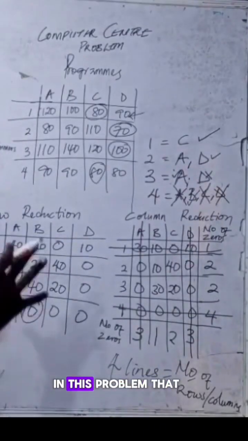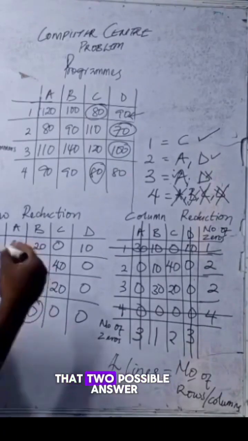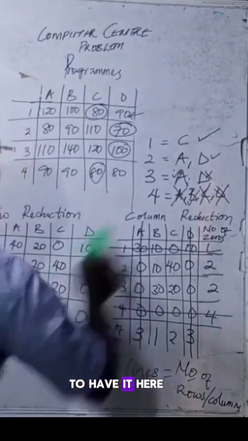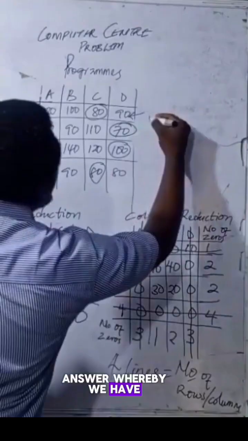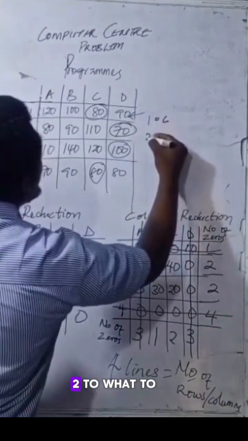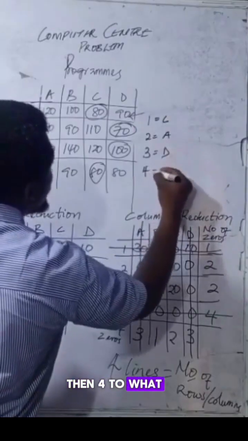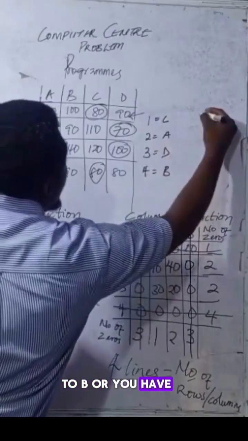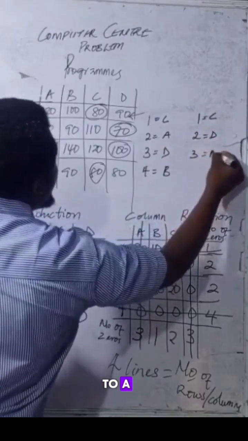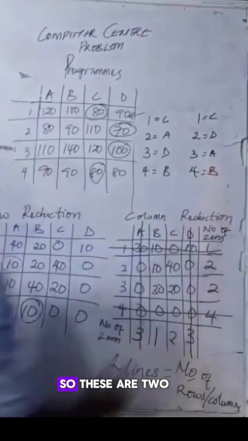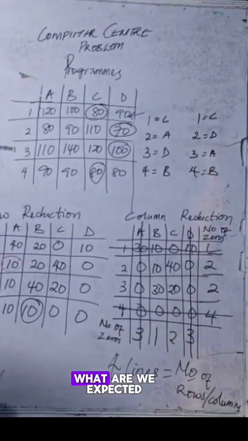So in this computer center problem, we are going to have 2 possible answers. We have 1 to C, 2 to A, 3 to D, then 4 to B. Or we have 1 to C, 2 to D, 3 to A, then 4 to B. So these are 2 possible answers that we are expected to have.